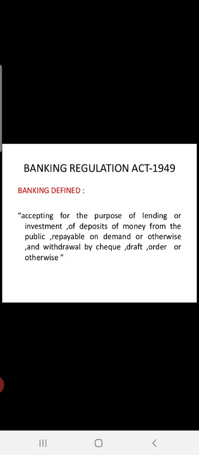Means after 1947, when we got independence, the problem regarding control was arising, and hence there was a need to enact the law relating to the regulatory functions in 1949. Accepting, for the purpose of lending or investment, a deposit of money from the public, repayable on demand or otherwise, with withdrawal by cheque, drafts and otherwise.